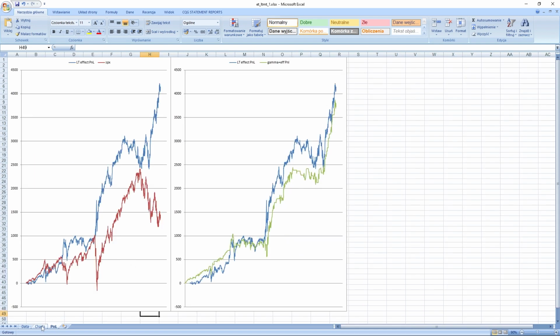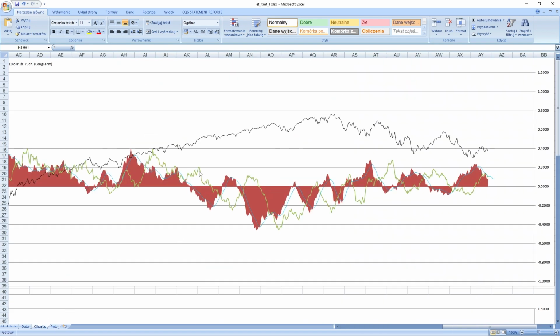So what is the master strategy? Well, the master strategy is very simple. Once what I call the LT effect, the long-term effect, which is based on this metric moved 20 days into the future, just crosses the zero line, so it goes net negative, it means the strategy goes short. Once it goes above zero, it goes long. So it's constantly in position.